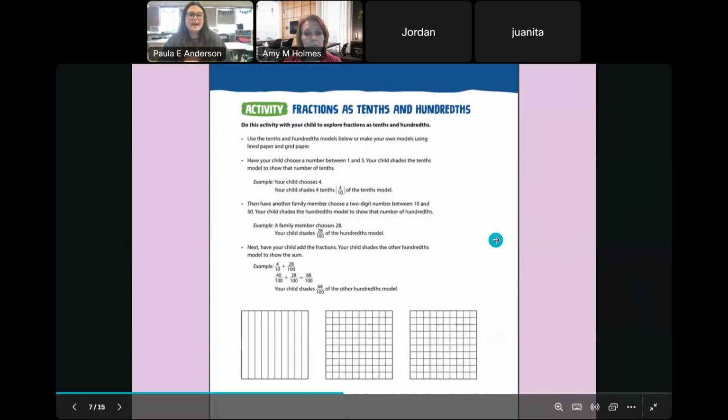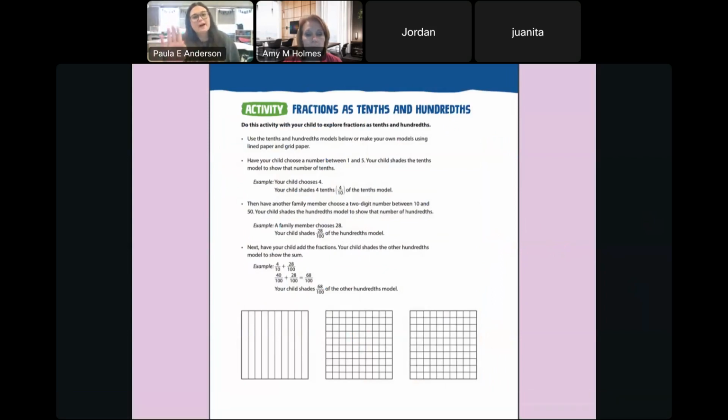So here is a game that you can do with your student for fractions of tenths and hundredths, and it has you little tenths and hundredths models for you to use as well. So let me switch back to my camera.